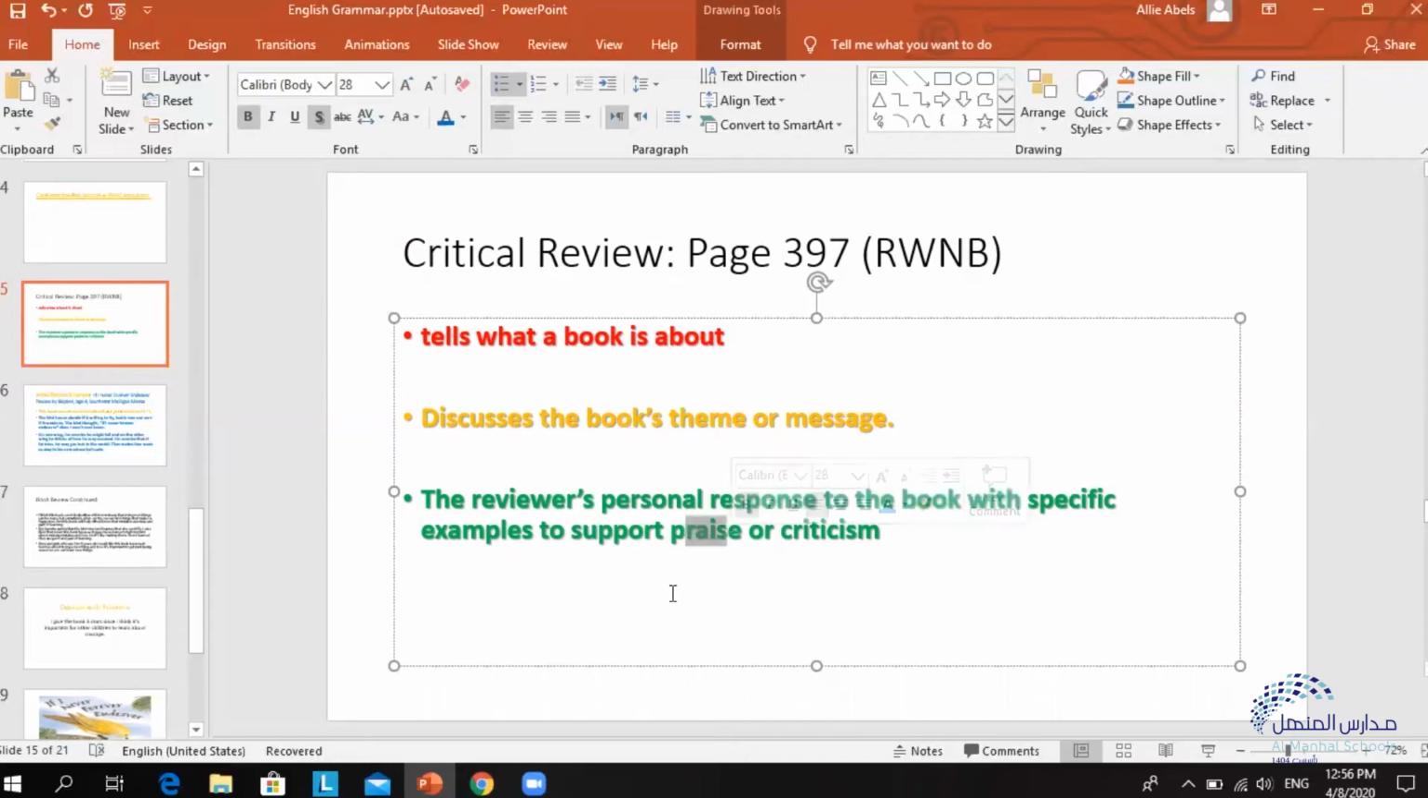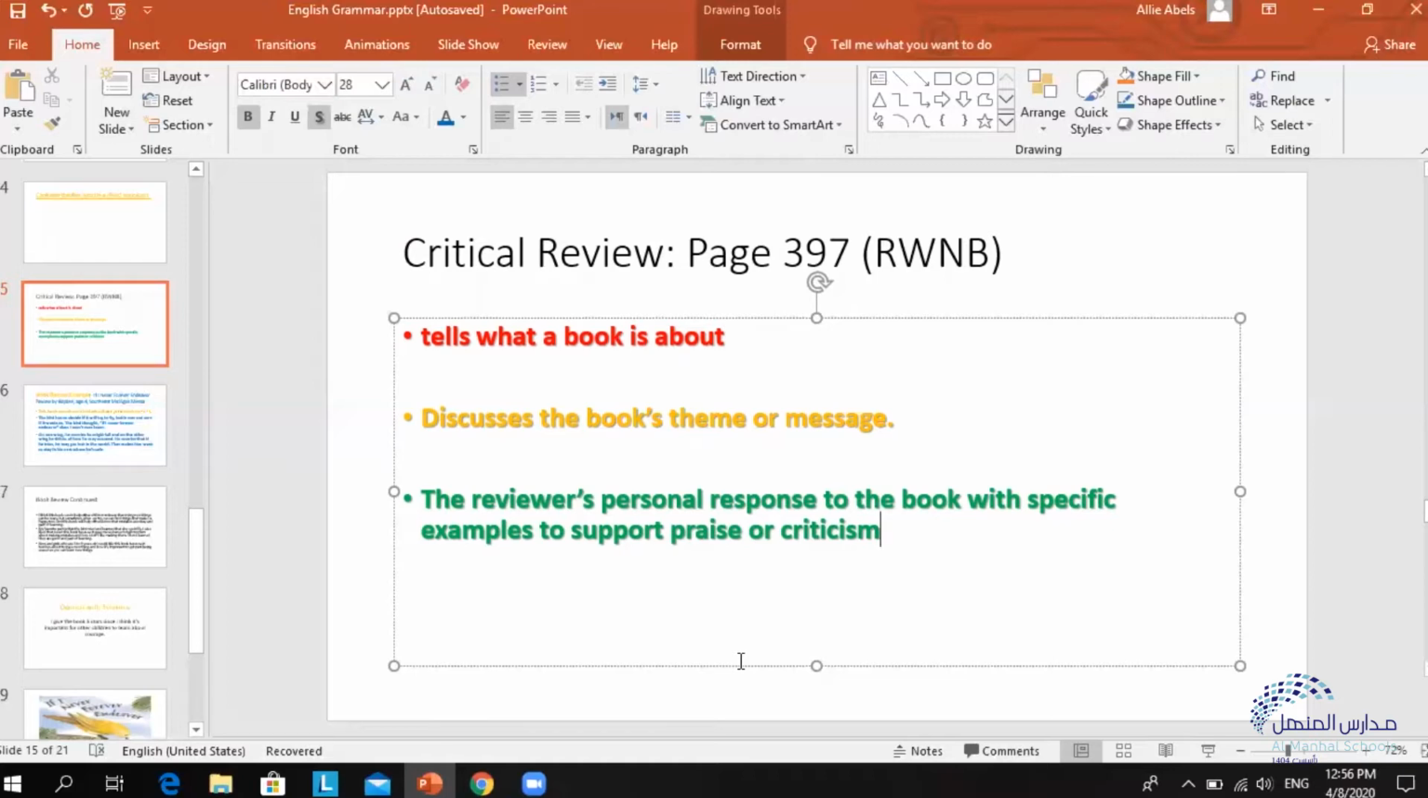And then at the end of your review, you need to state why the book is a good book. Either you're praising the book that J.K. Rowling wrote, or you're going to give criticism, or you're going to say where the book is bad, and also you're going to give specific examples from the book to support whether you say it is a good book or a bad book or a book that needs a little more attention. So that is what the critical review is.